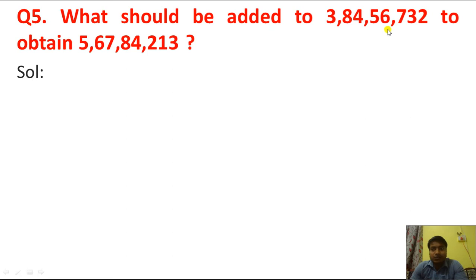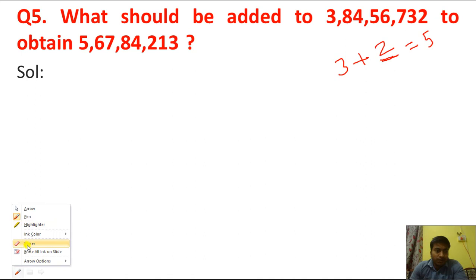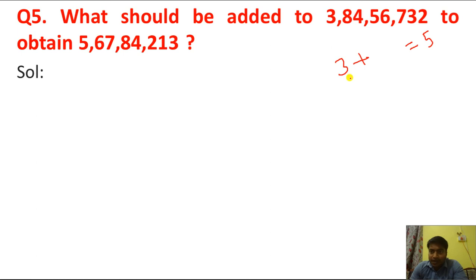What should be added to this number to obtain this, or what should be added to this number to get this? This also try to understand with a small example. If I say what should be added to this 3 to get 5, so easily you can say we have to add here 2. But what about large numbers? For that what we have to do? We have to subtract this first number from the sum, or from the result.